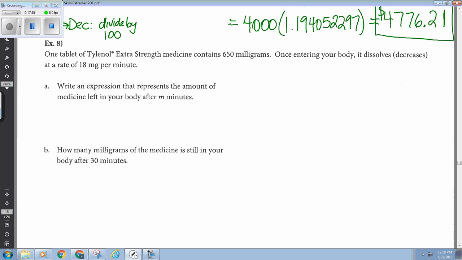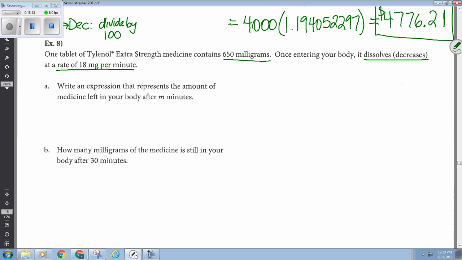And our last question for this concept. 1 tablet of Tylenol extra strength medicine contains 650 milligrams. Once entering your body, it dissolves, decreases at a rate of 18 milligrams per minute. So part A is asking us to write an expression that represents the amount of medicine left in your body after M minutes. So think about what it told you. 1 tablet contains 650 milligrams, and it's dissolving at a rate of 18 milligrams per minute. That means each minute, 18 milligrams is leaving your body. It's dissolving into your bloodstream.